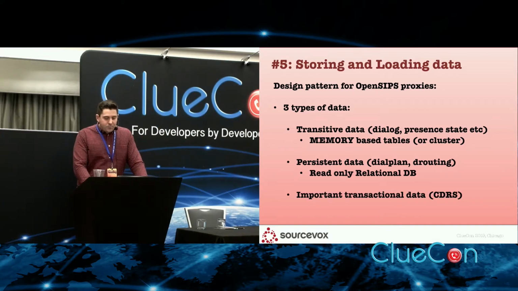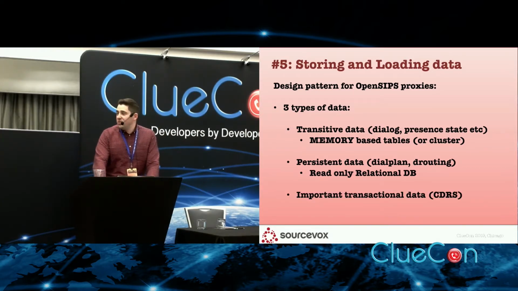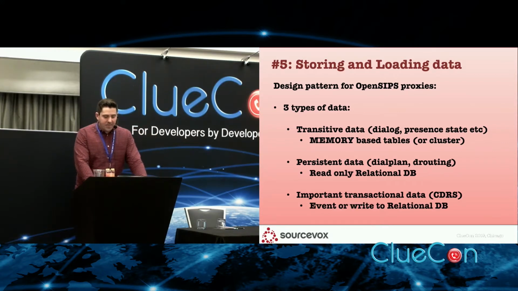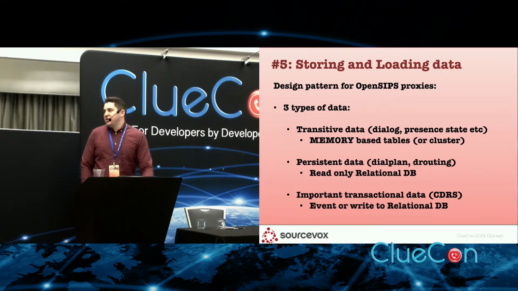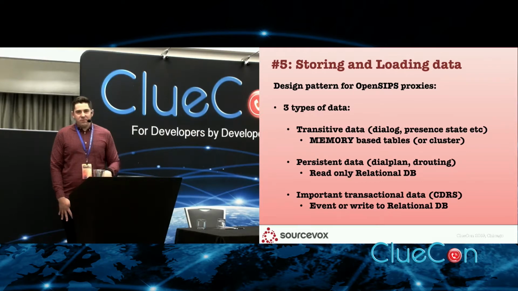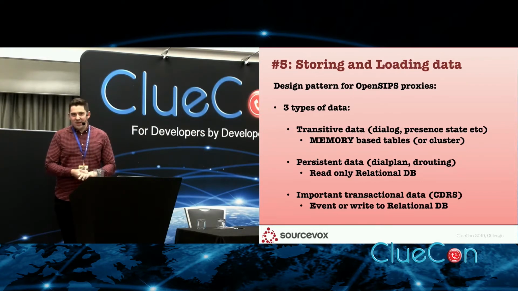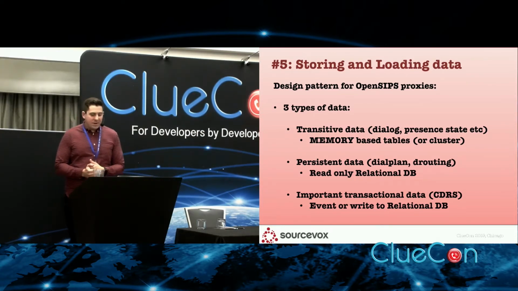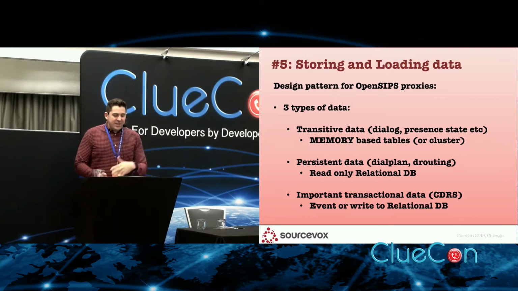And then you've got your important transactional data, which is your CDRs. And we tend to handle those with events, or if we can, we write them to a relational database that's replicated or backed up as it's important data. And we tend to find that every application we write, we can fit the data into these three patterns. And it's worked very well for us.